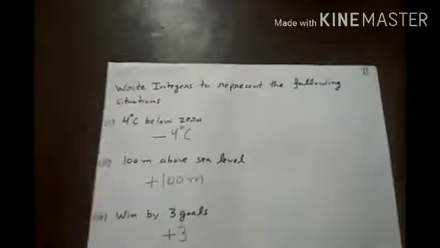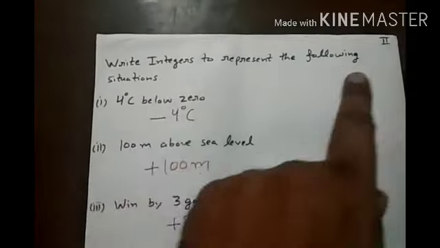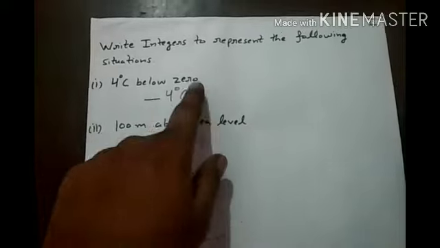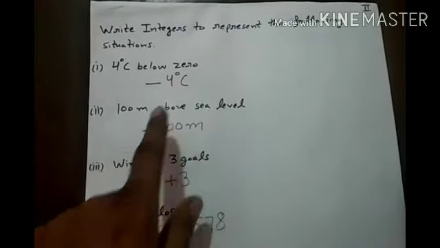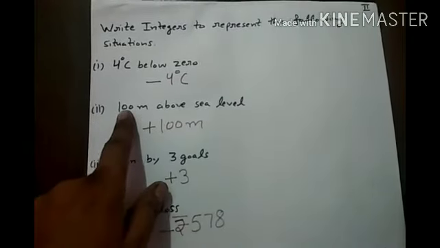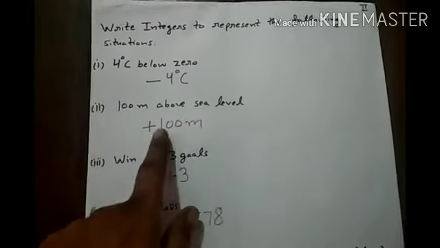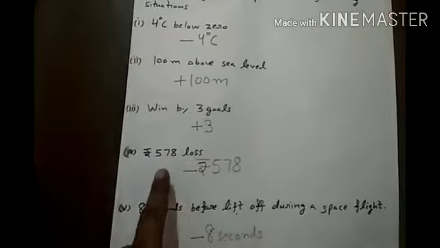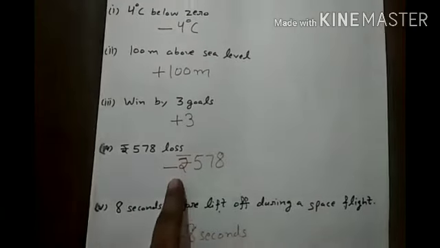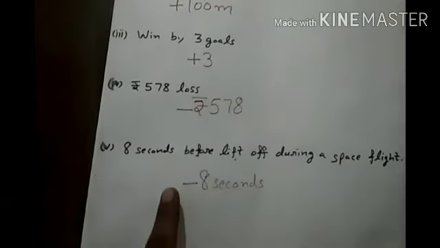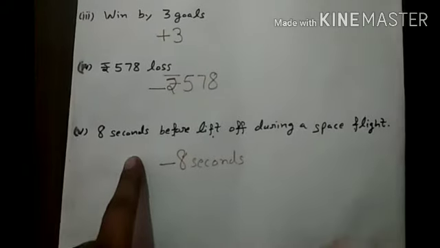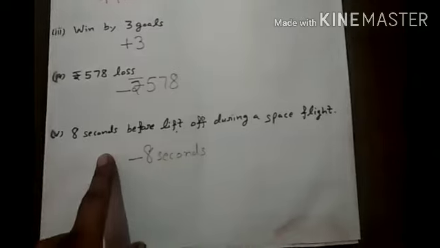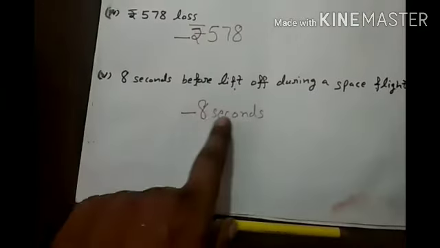So I will revise once more. Write integers to represent the following situations: 4 degrees C below 0, that is minus 4 degrees centigrade or Celsius. 100 meter above sea level, that is plus 100 meter. Win by 3 goals, that is plus 3. Rupees 578 loss, that is minus rupees 578. And 8 seconds before liftoff during a space flight, that is minus 8 seconds.